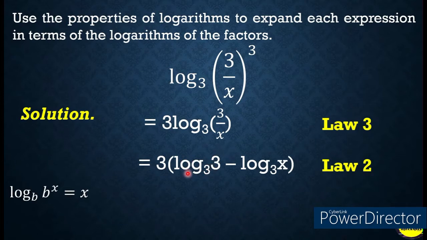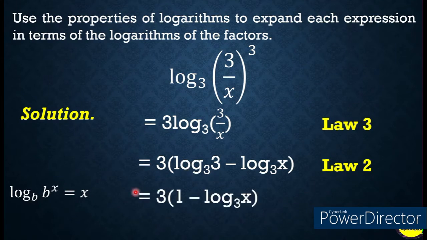So, therefore, logarithm of 3 with base 3 is equal to 1. So, we're going to use that. So, 3 times, magiging 1 na ito, minus log of x with base 3. And after that, distribute 3 inside the parenthesis. So, 3 times 1, i-distribute lang natin yung 3 kay 1 minus log x with base 3. So, 3 times 1, that is 3. 3 times negative logarithm of x with base 3 is negative 3 log x with base 3. So, this is the final answer.